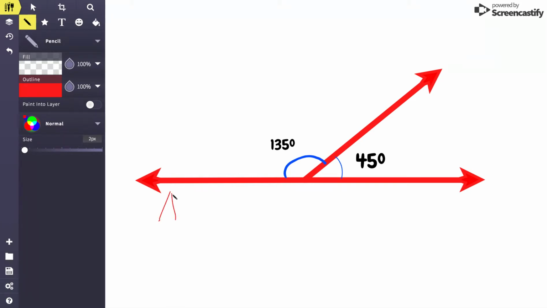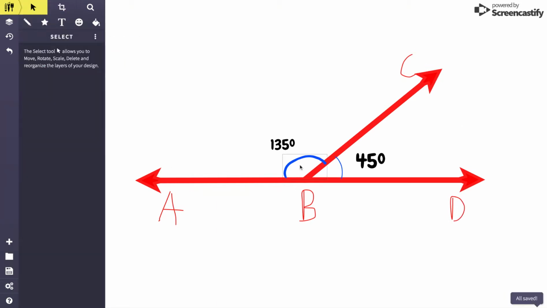So we'll go A, B, C, and D. Okay. So angle ABC is 135 degrees. Angle CBD is 45 degrees.